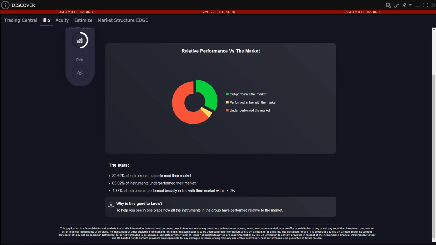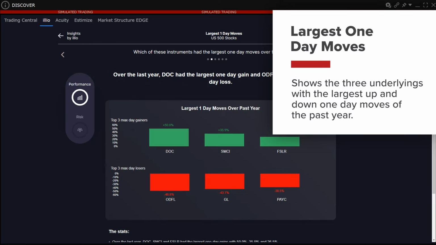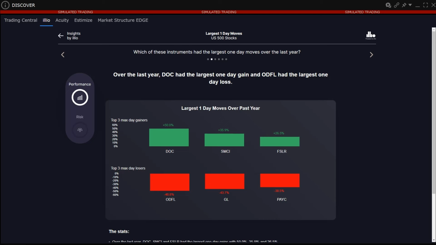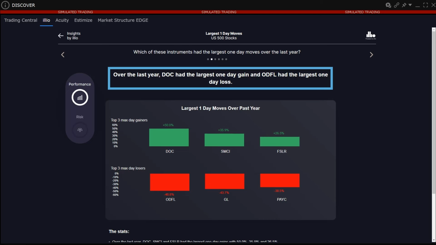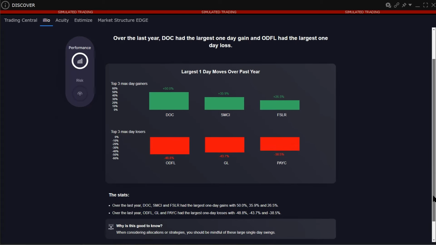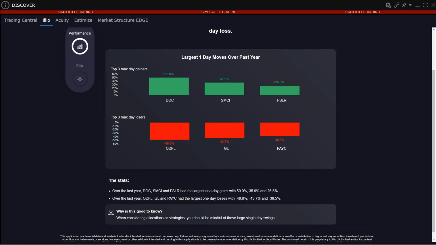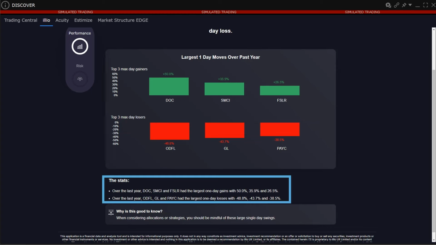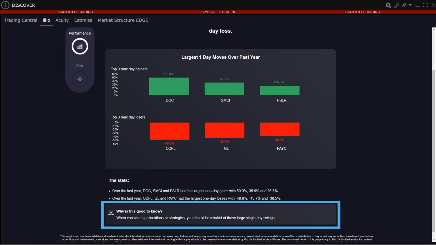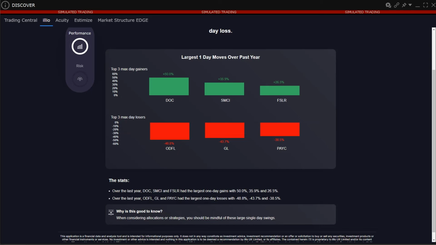in one place. The Largest one-day move area shows the 3 underlyings with the largest up and down one-day moves of the past year. The page breaks down the information with a statement at the top of the page with the largest up and down move stocks. Underneath is a chart with the 3 stocks with the largest one-day up and down moves. Continuing toward the bottom is the breakdown of the percentage moves, followed by why this information is useful. Investors should be mindful of large single-day swings when considering allocations or strategies.